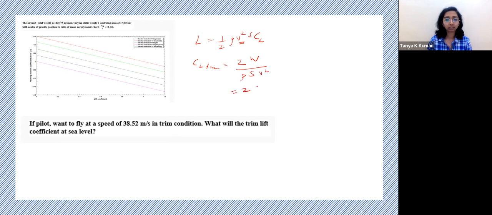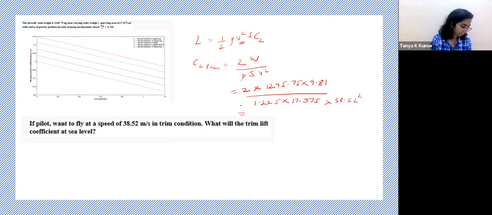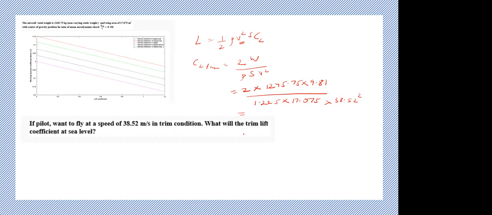That will be 2 into 1245, 1.15, S is 0.75, and V is 38.52 squared. So what would this value be? 0.787. 0.787.